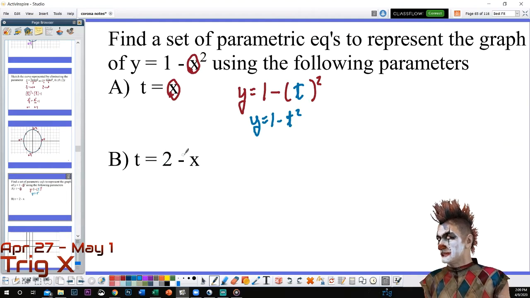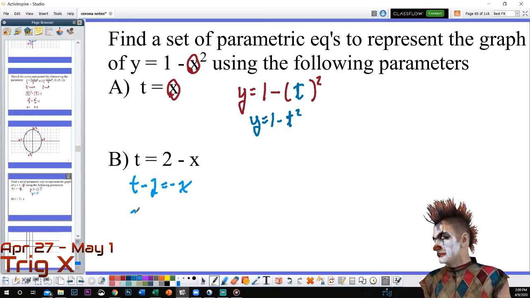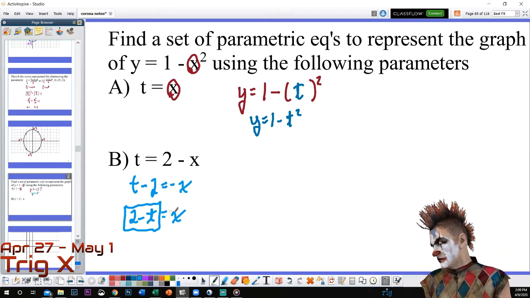Alright, so I've got t equals 2 minus x. I need to solve for x. So that's going to give me t minus 2 equals negative x. I can multiply everything by negative 1. That gives me 2 minus t equals x. Woohoo! Alright, I've solved for x correctly. I've been very careful about my negative signs. And now I am ready to plug this in to my other equation.